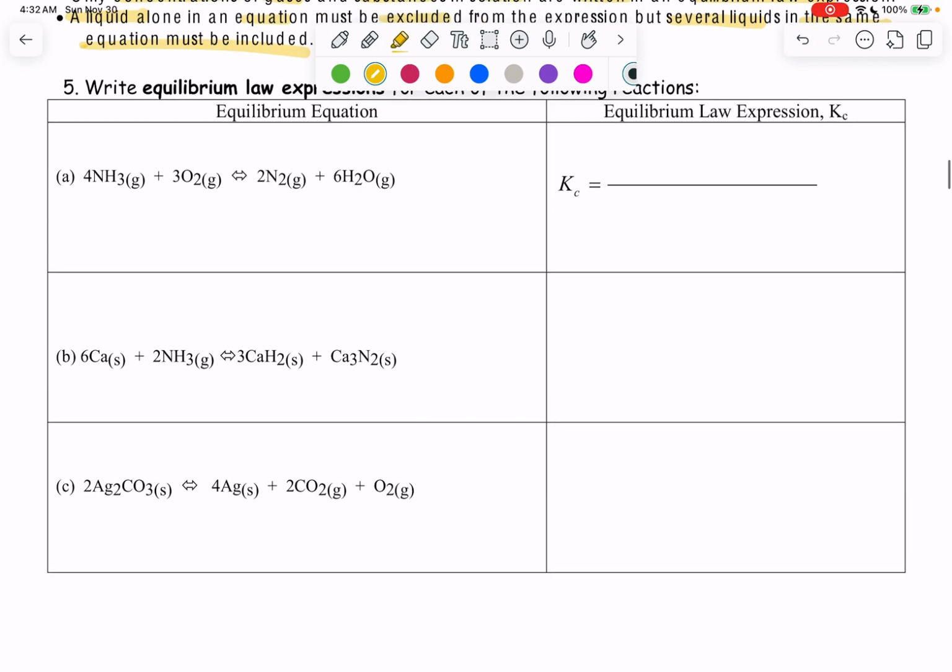So for here, I have ammonia, I have oxygen, I have nitrogen gas, and water. They're all in gaseous form, so they're all included. If I were to write an equilibrium law expression, I don't need that. I would write it as products over reactants.